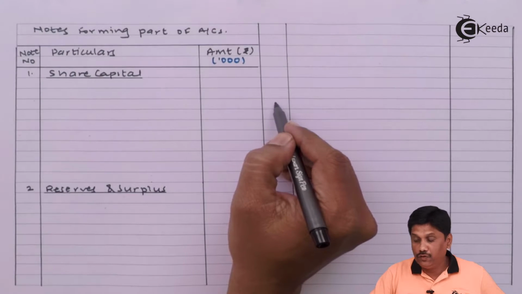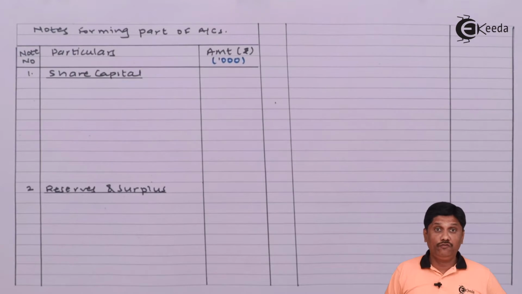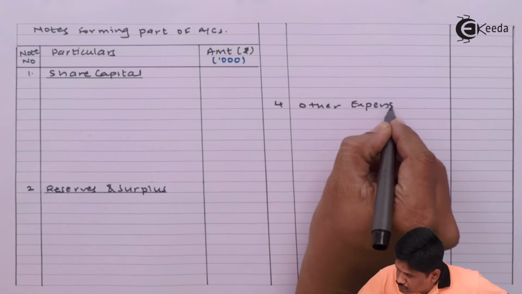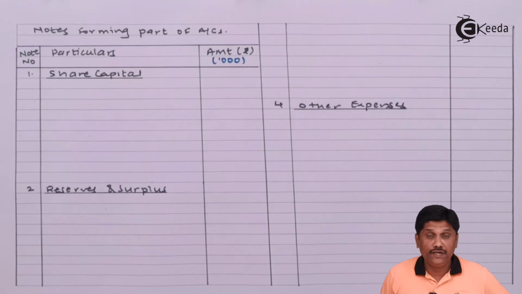Here I need to prepare note number 3, but note number 3 is about fixed assets, which is a big presentation. So note number 3 I will prepare on a separate page. Note number 4 I am writing here, other expenses. For note number 3, the presentation for fixed assets, we will prepare on a separate page.